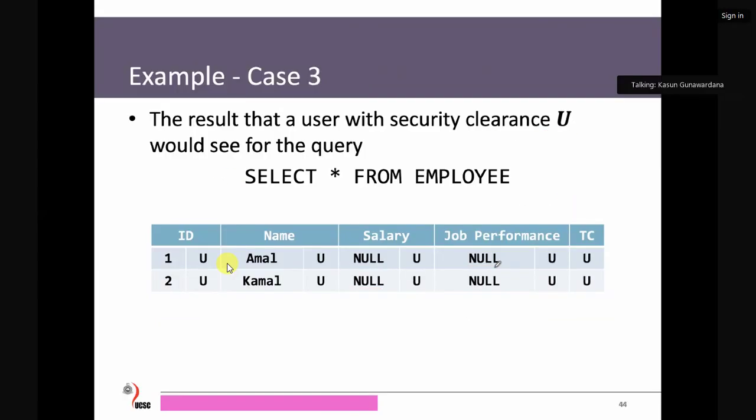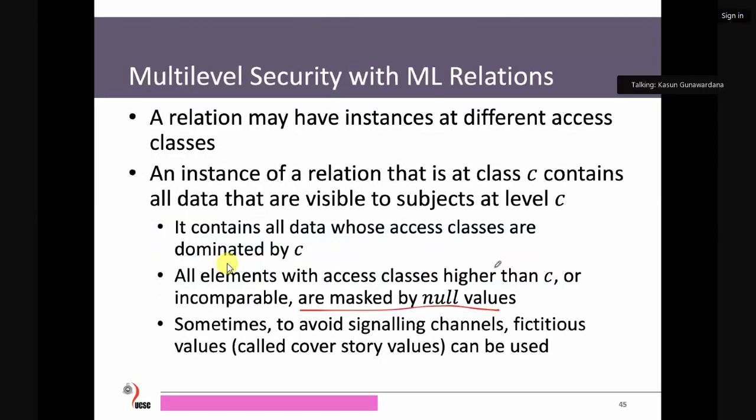So if we really want to avoid that signaling, we may include fictitious values when we are setting it to null values. Those are implementation details. There can be implementations which set these fictitious values, and there can be implementations which don't include fictitious values. Instead, they set the data to null.